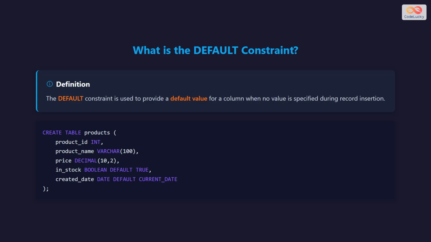So, what exactly is the default constraint? The default constraint is used to provide a default value for a column when no value is specified during record insertion. This ensures that the column always has a value, even if it is not explicitly provided when adding new data to the table. Here is an example of how to implement this. In this create table statement, you can see that the in-stock column is of Boolean data type and has a default value of true. Similarly, the created date column is of date data type and has a default value of current date. So, whenever data is inserted into this table without specifying values for these two columns, the default values mentioned here will be automatically inserted.